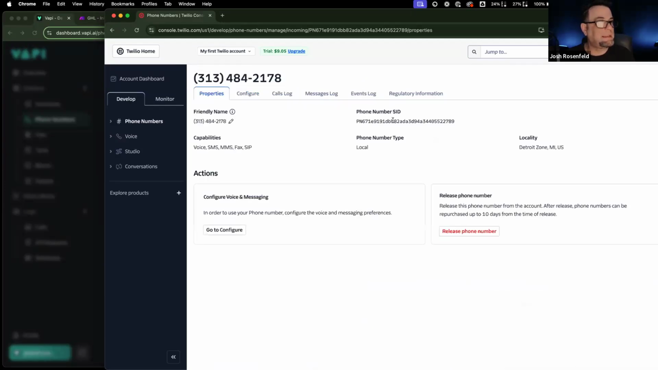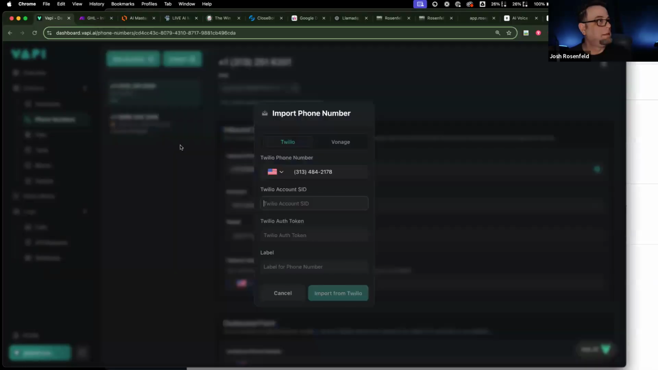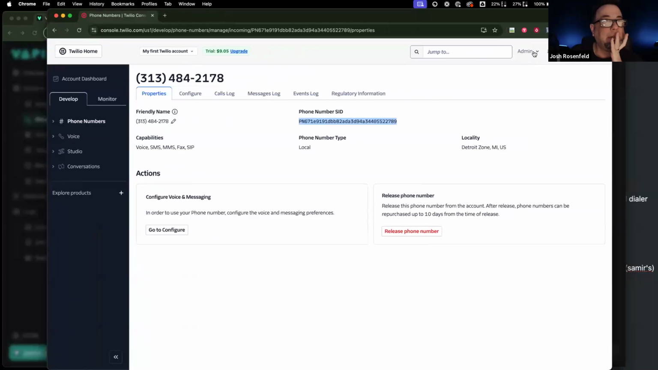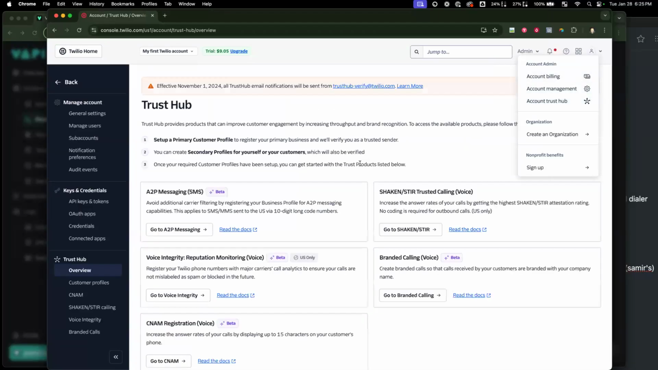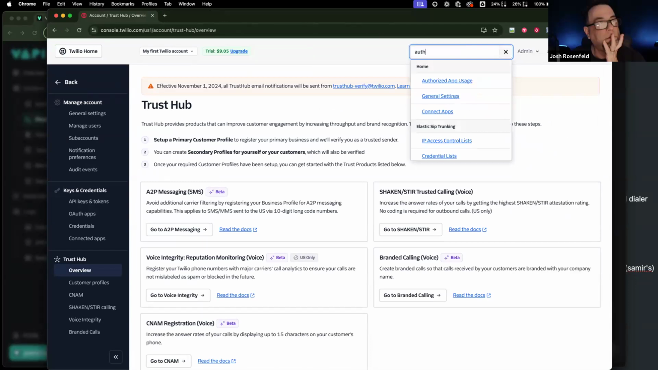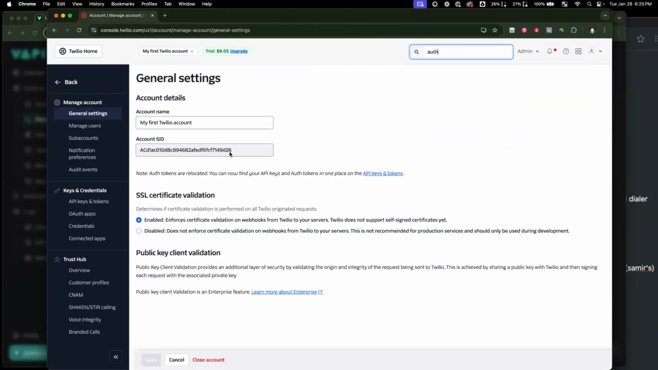So I need the SID. There's the phone number SID, which you put in there. And then you need an authorization token, which is... I'm going to guess it's under admin. Let's see. Honestly, Twilio is like Go High Level. It's a maze. Just jump to that search button and type auth. You will get it. Authorization code, auth code. Okay, cool.